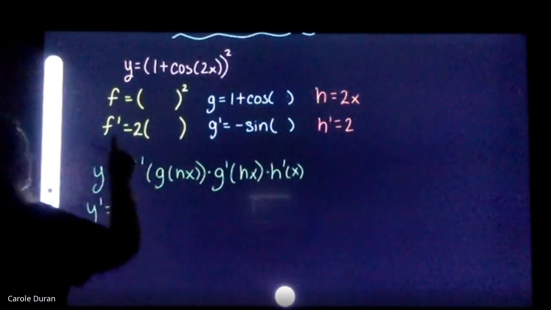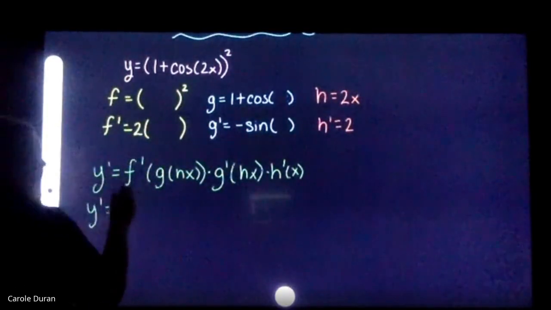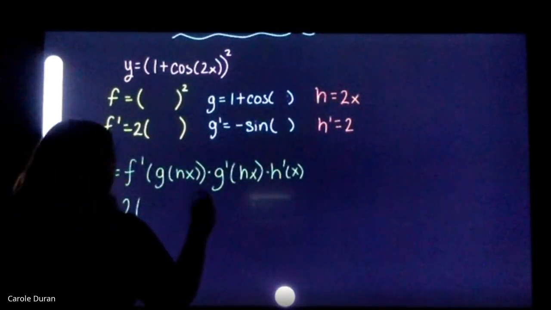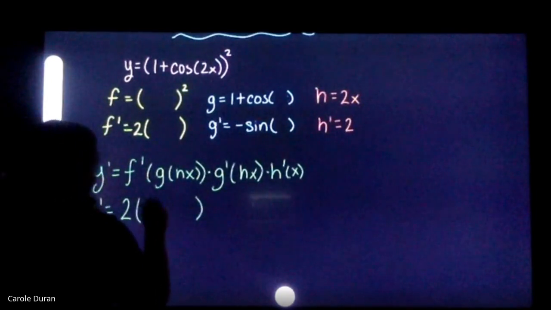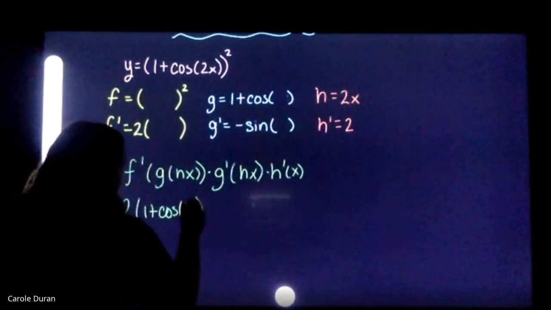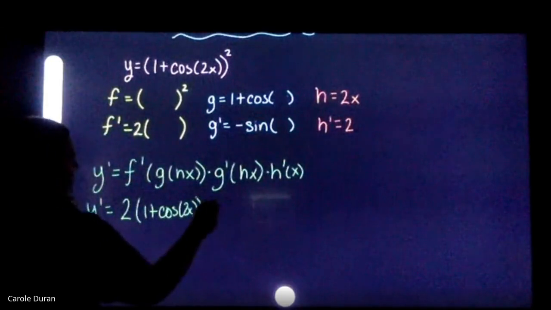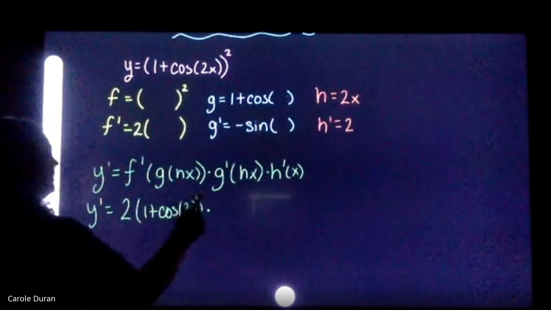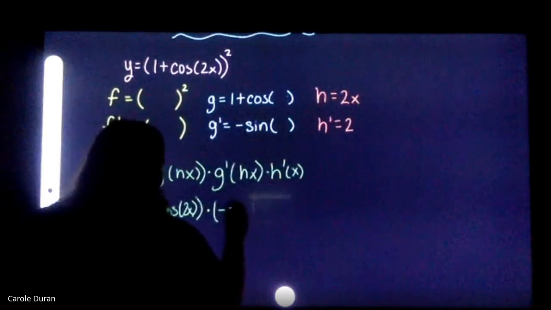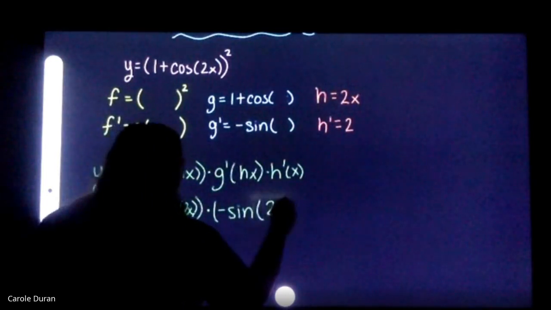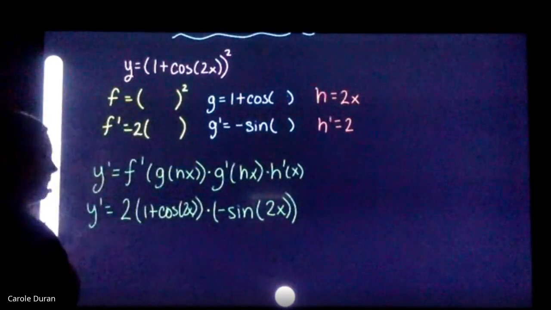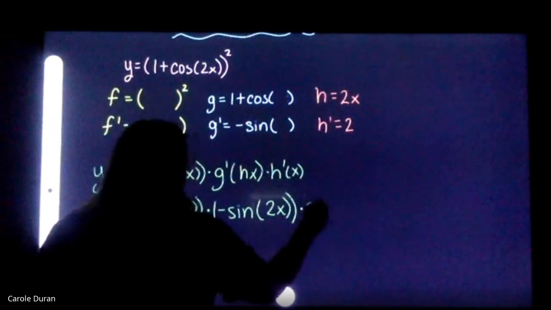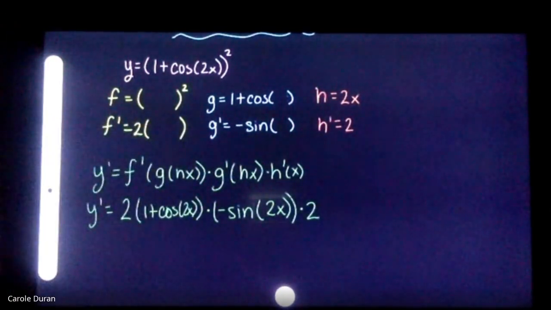So y prime equals the derivative of my outside, which was 2 times whatever's on the inside. So then I plug in the inside, which was 1 plus cosine 2x, times the derivative of my g function, which became negative sine of whatever was in the parentheses, times the derivative of what was in the parentheses. And then from here, we would just simplify.